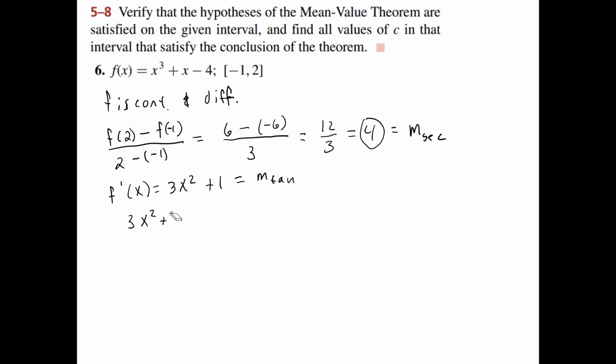3x squared plus 1 needs to equal 4. So then 3x squared needs to equal 3. So then x squared needs to equal 1. And so then if we square root both sides, remember that we always get a plus or minus 1. So that's all we were being asked to do. And we move on.